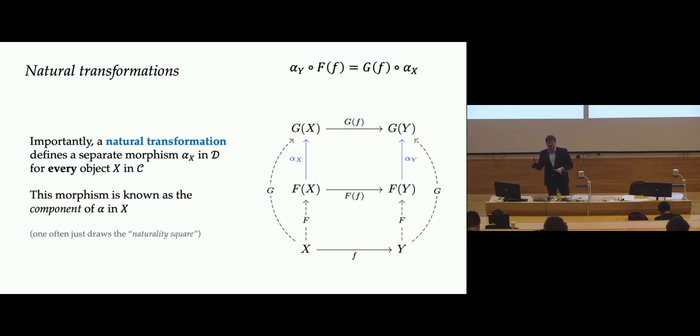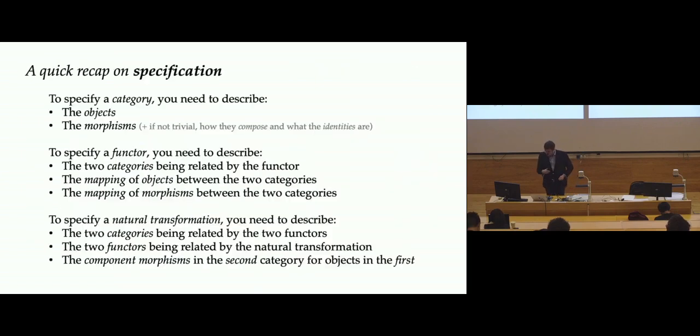But I've explicitly drawn all the variables here just so you can see how they relate to each other. We are relating functors f and g by this arrow that crosses from one to the other. Okay, so this was our initial tour through the key categorical concepts.